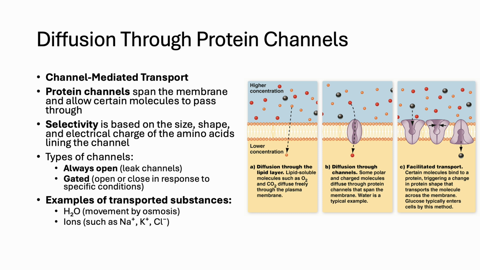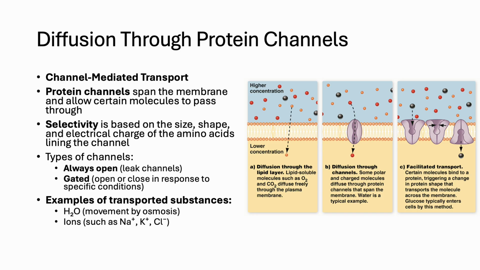Protein channels expand the capability of the plasma membrane by allowing molecules that cannot diffuse directly through the lipid bilayer to enter or exit the cell. These channels are highly selective, permitting passage based on size, shape, or electrical charge. Some channels are always open, providing continuous access for molecules like water, while others are gated and open only in response to signals such as changes in voltage or binding of a molecule. This selectivity ensures precise regulation of cellular environments.